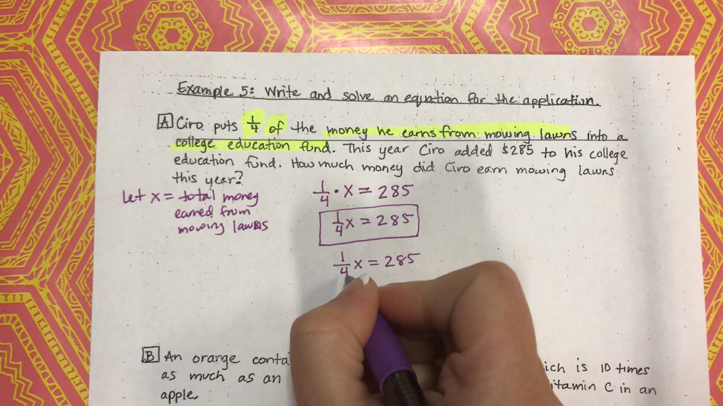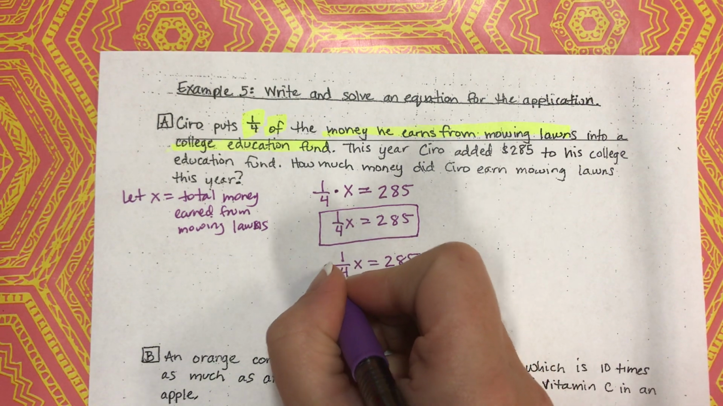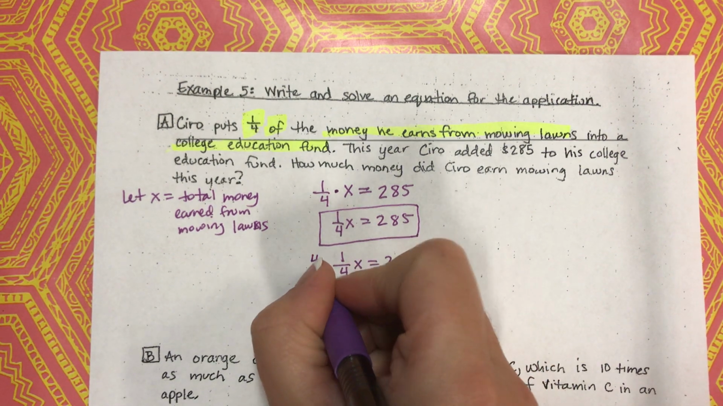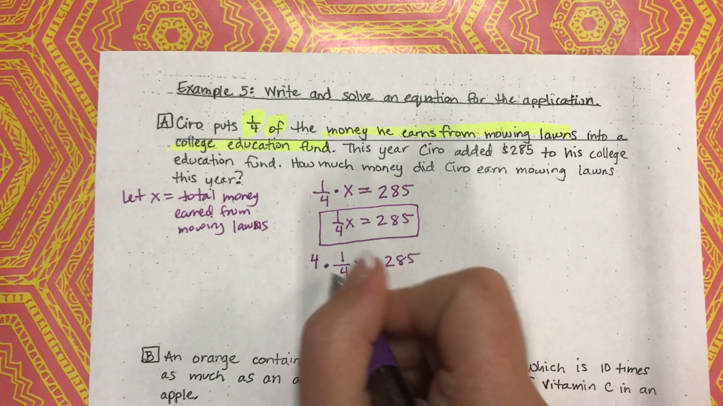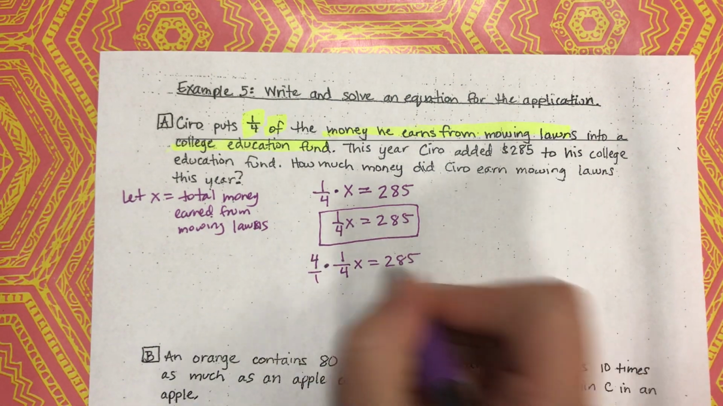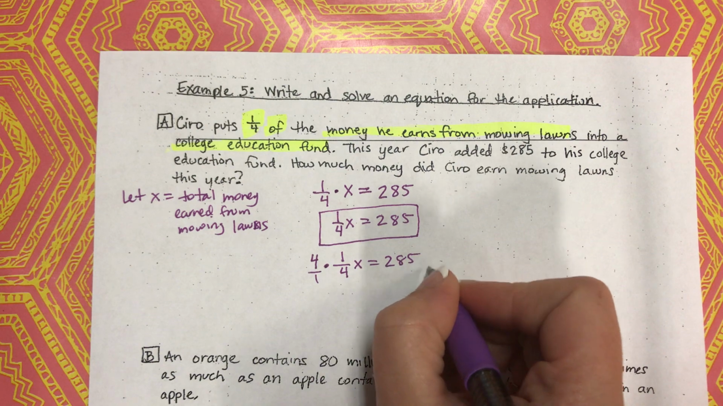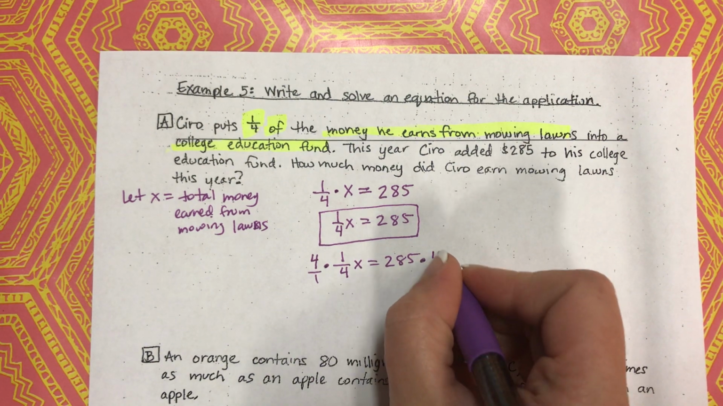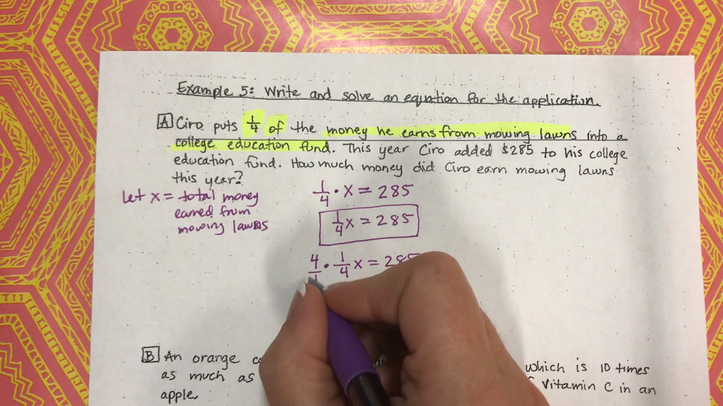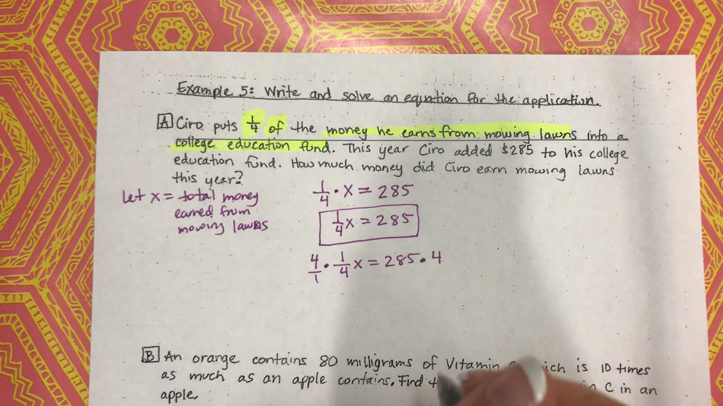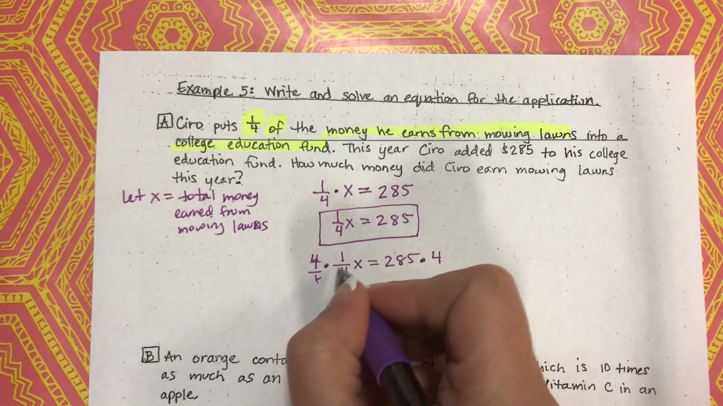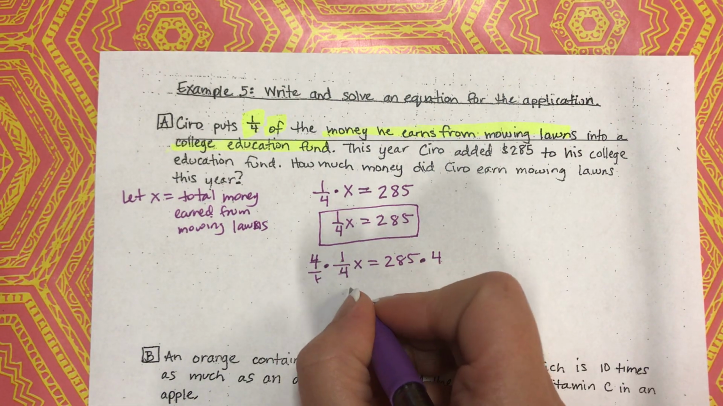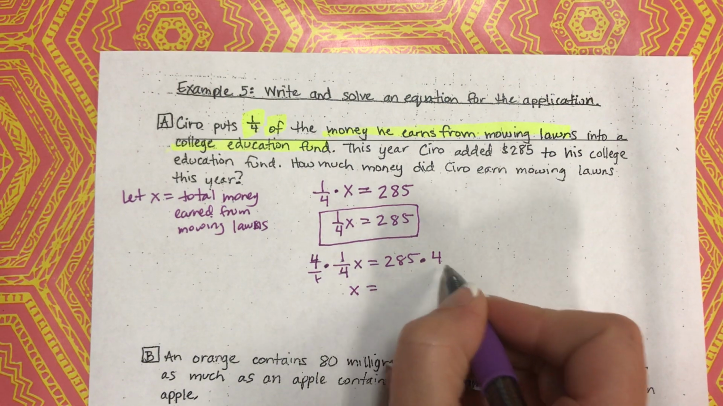So we have 1/4 x equals 285. This is really divided by 4. The inverse operation of dividing by 4 would be multiplying by 4, or I can multiply by the reciprocal. So I'm going to times this by 4. 4 over 1 is just the same thing as 4. So all this stuff cancels out, becomes 1. 1 times x is just x equals 285 times 4.